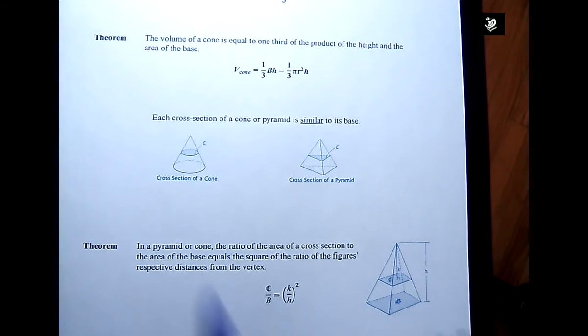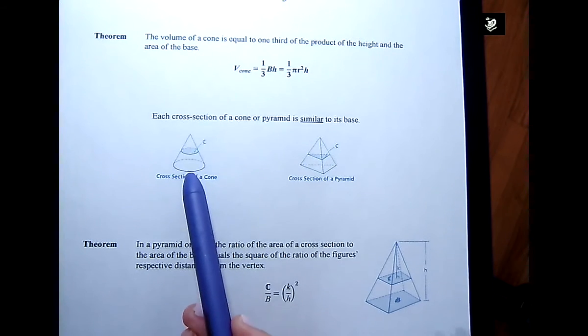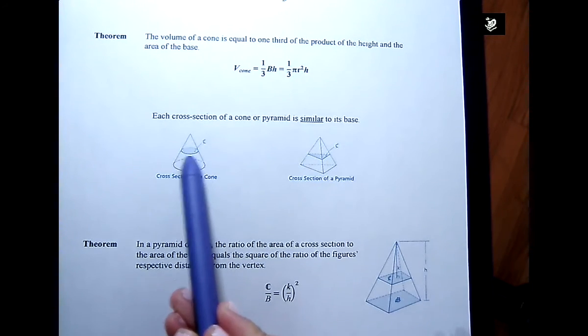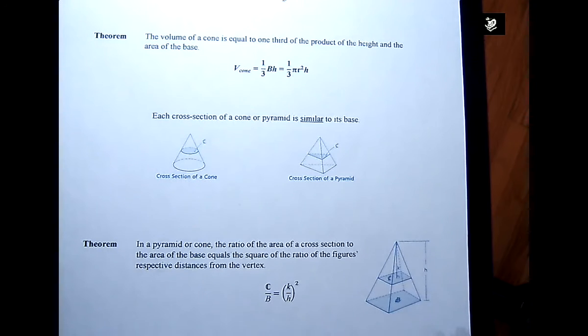Well, as you can see from our two images here, unlike the cross section of a prism or a cylinder, a cross section of a pyramid or a cone is not congruent to the base. So you can see this cross section is a lot smaller than the base for the cone, and same for the pyramid. However, these cross sections are parallel to the base and they are similar to each other.